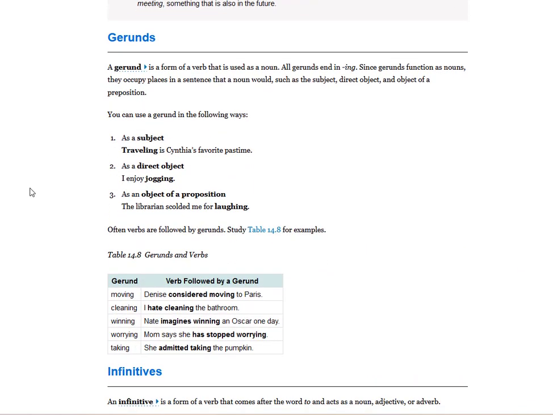What is a gerund? A gerund is a form of a verb that is used as a noun. All gerunds end in ing. Since gerunds function as nouns, they occupy places in sentences that a noun would, such as the subject, direct object, and object of a preposition. So you can use a gerund as a subject. Traveling is Cynthia's favorite pastime. As a direct object, I enjoy jogging. As an object of a preposition, the librarian scolded me for laughing.